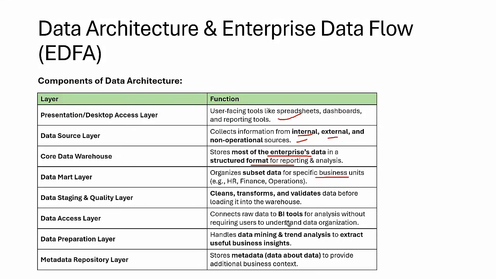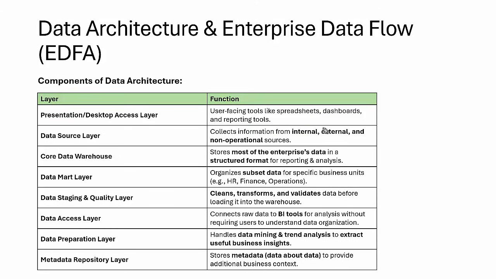We also connect the raw data to a BI tool for analysis without requiring the user to understand data organization. That is called the data access layer. Then we have a data preparation layer, which handles data mining and trend analysis to extract the data. And then we have a metadata repository, which stores the metadata and provides additional business context. So let me explain the sequence.